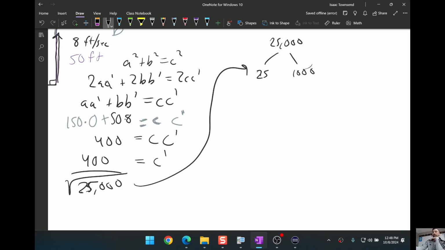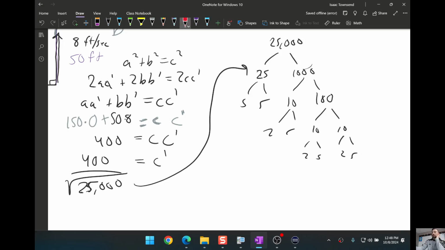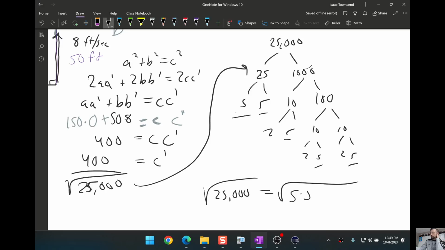Like a 10 times 100, which is 2 times 5 times 10 times 10, which is 2 times 5 times 2 times 5. So the square root of 25,000, even without a calculator, could be broken down into 1, 2, 3, 4, 5 fives, and 1, 2, 3 twos.